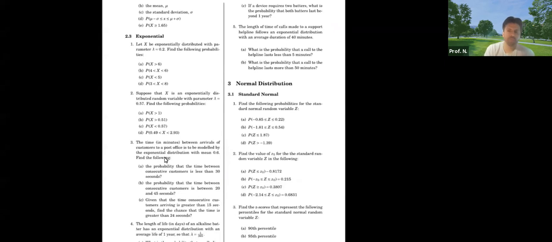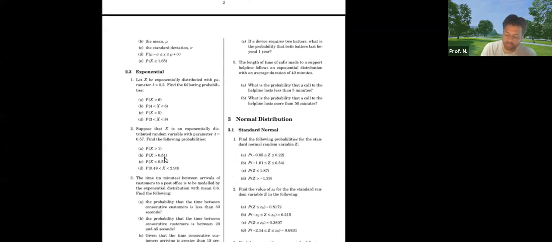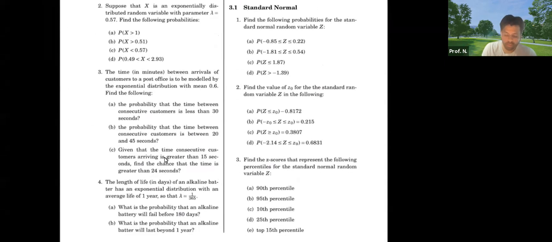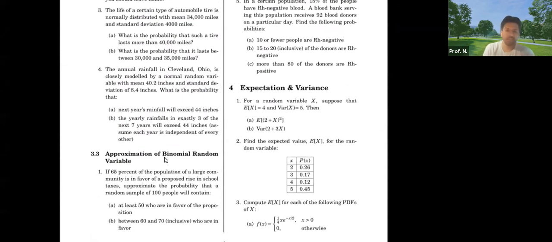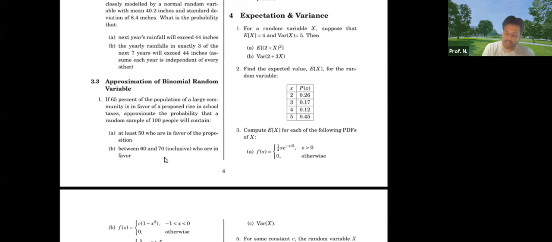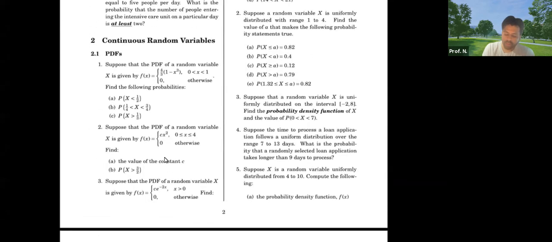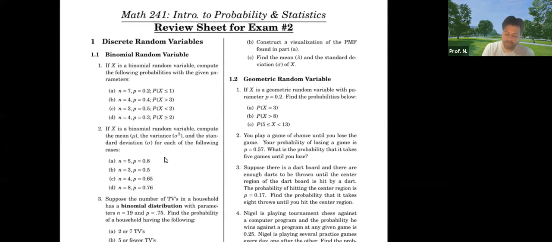And then I made the normal distribution its own thing because there's much more to say about the normal distribution than the rest of the random variables. Then under the normal distribution, we have things about the standard normal, applications of the normal random variables, so it's more word problem based. And we're going to use the normal distribution to approximate a binomial random variable using continuity correction. And the last thing here is expectation and variance. So all of this will be covered for your exam number 2.